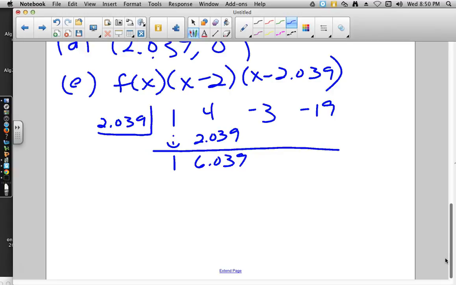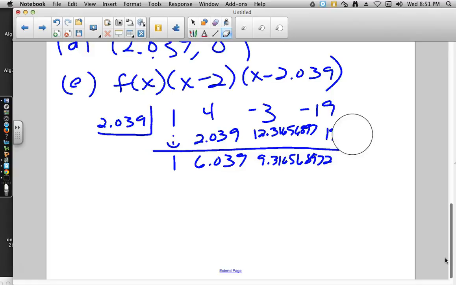Multiply by 2.039, and yeah, here's where things just get kind of ugly. 12 point, I don't want to round too much at this point either, so 3165687. In fact, when I went through this originally, I didn't round anything at all. So we do that addition, 9.316568972. Multiply that by 2.039, 18.999. Oops, that looks like 19. Grab it.